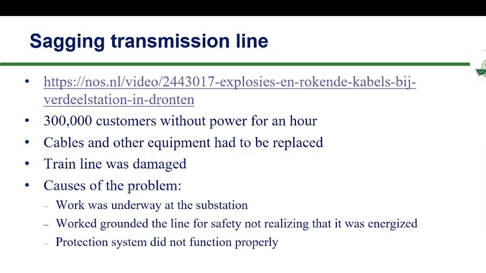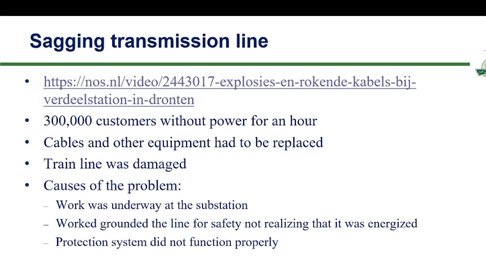All right. This slide also highlights a real-world incident related to a sagging transmission line and its serious consequences. The case refers to an explosion at a substation in Dronten, which resulted in approximately 300,000 customers losing power for about an hour. Due to the severity of the incident, significant infrastructure, including cables and other equipment, had to be replaced, and the transmission line itself was damaged. And you can see the video here, very interesting. Please have a look later at home.